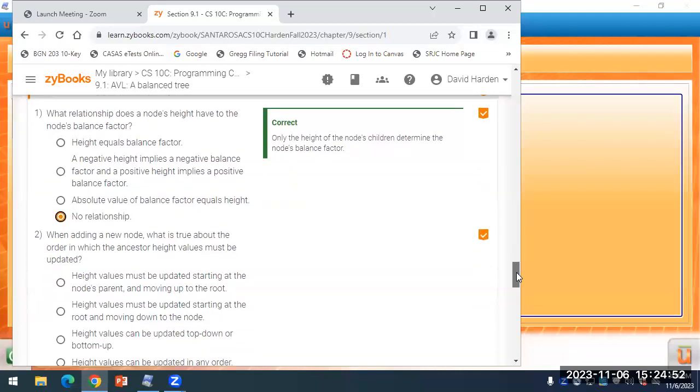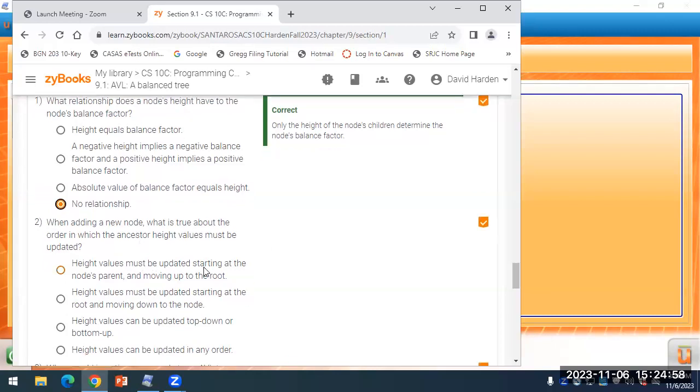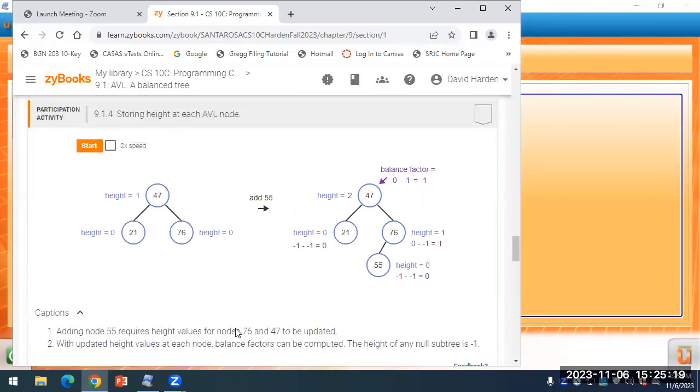When adding a new node, what is true about the order in which the ancestor height values must be updated? Height values must be updated starting at the node's parent and moving up to the root. Must be updated starting at the root, moving down to the node. Could be top down or bottom up, or just any random order. Probably starting at the parent, moving up to the root. Yeah, I think I actually gave this one away.